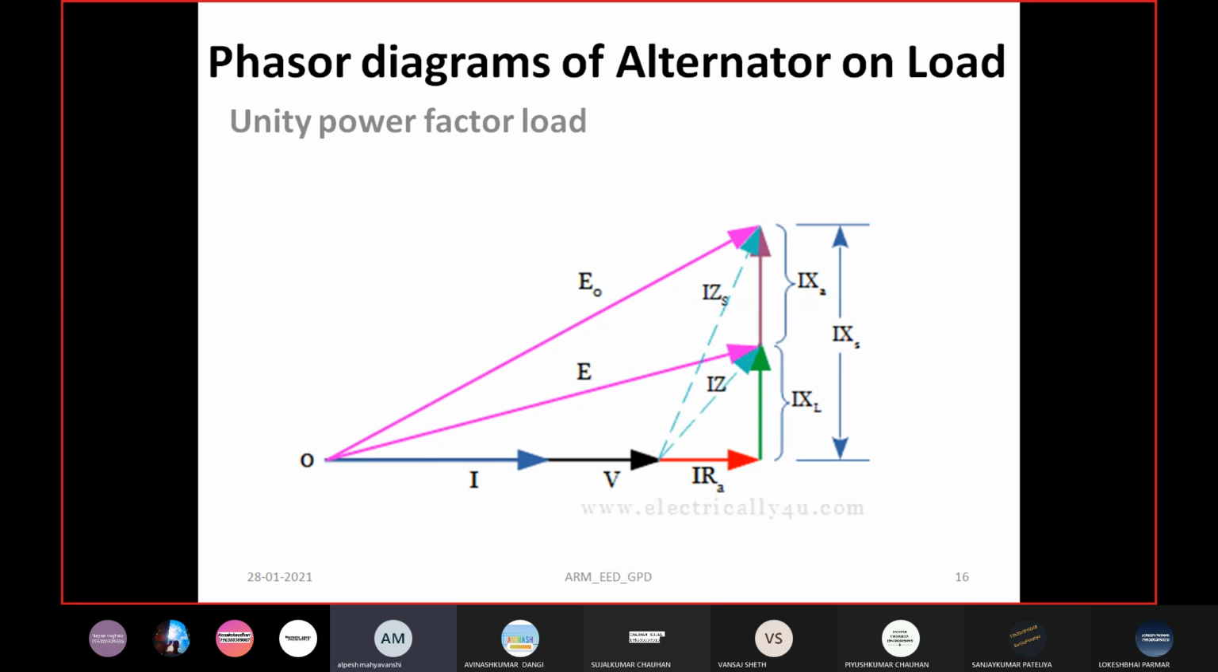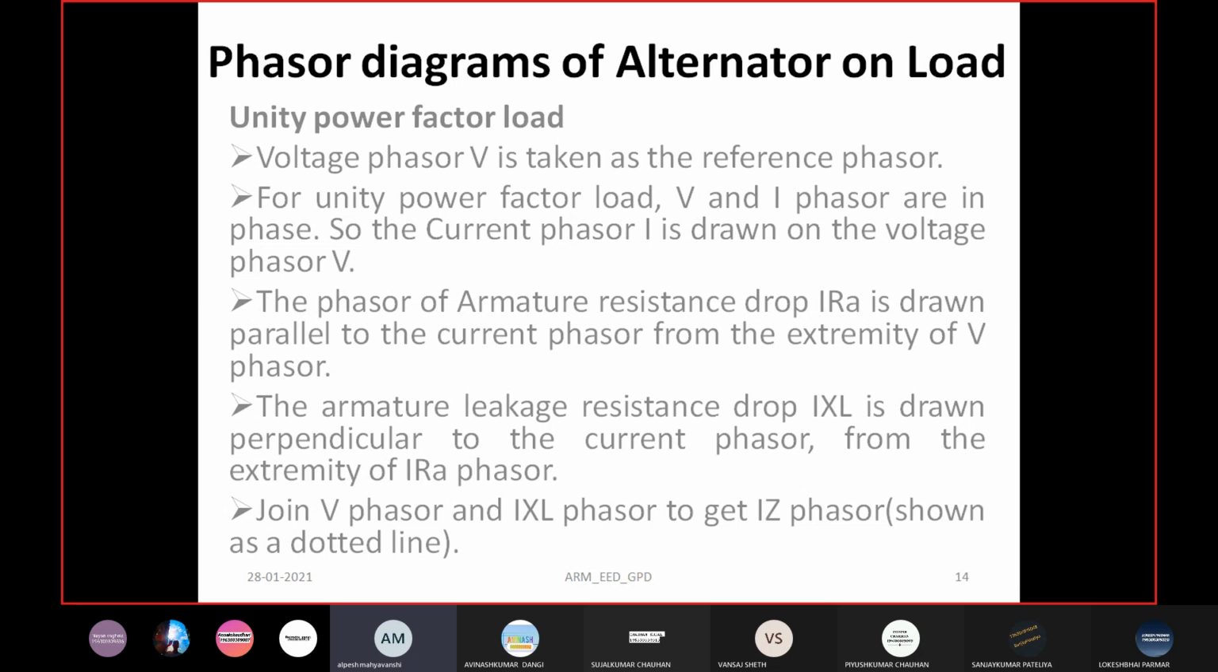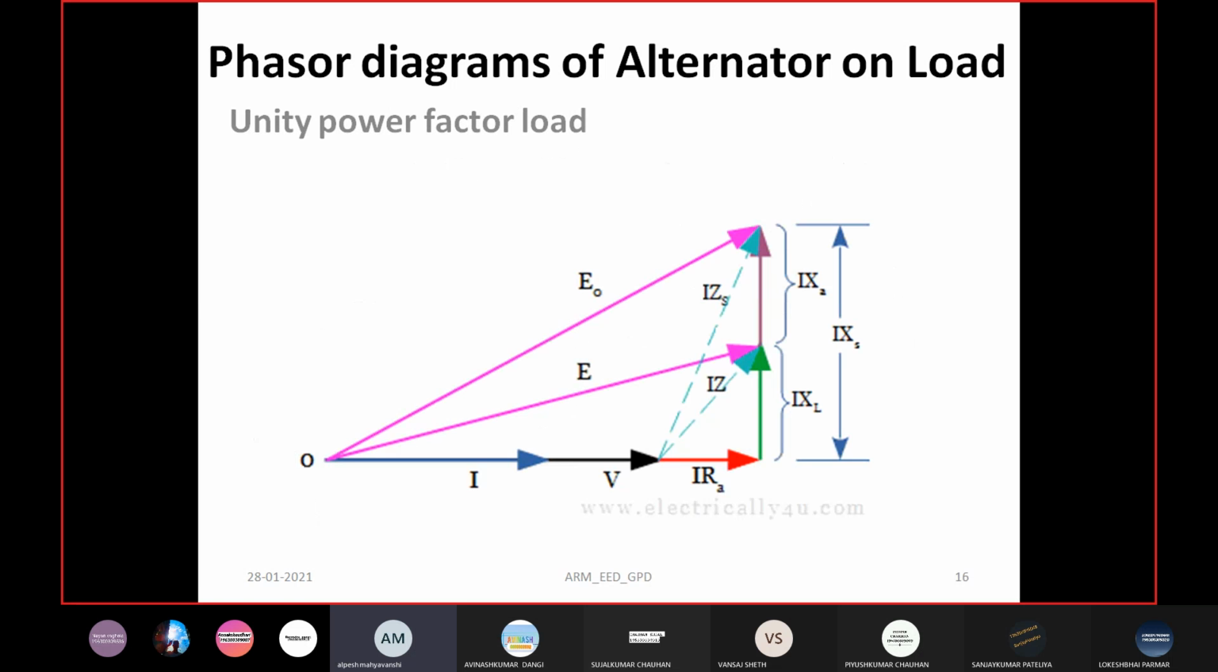Now next is the armature leakage reactance drop, that is the IXL drop. This IXL drop is always drawn perpendicular to the current phasor, that is, perpendicular to the armature ohmic drop. This is the end point of the IARA drop, and we have to add the IXL drop at this point.